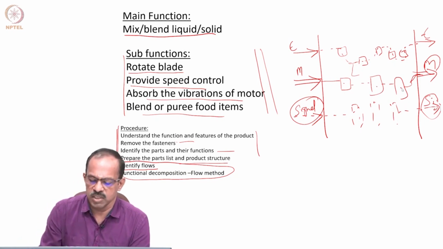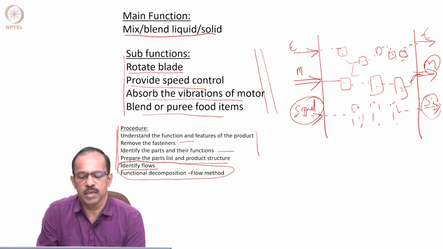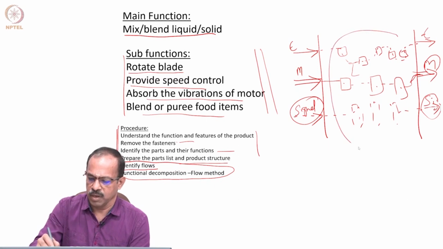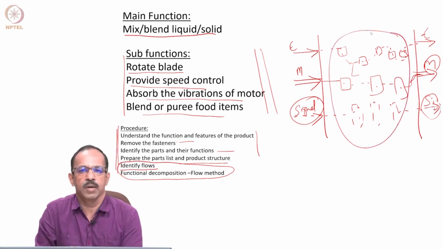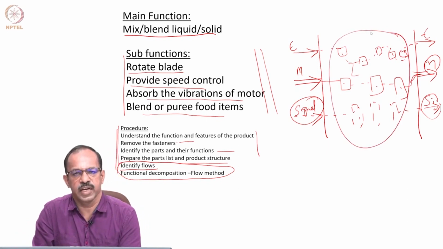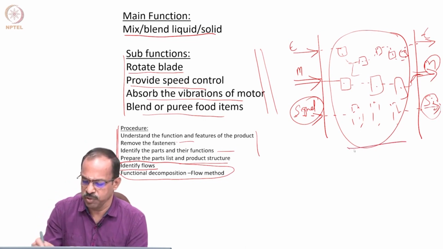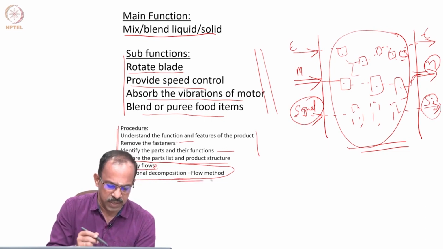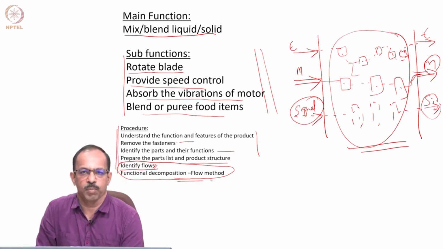Using this energy, material, and signal input, you need to find out how these are getting converted to different flows, and all these become the functions within the product, and that becomes the functional decomposition. So this is what you need to do in this exercise. First identify the flows, and then do the decomposition using the flow method.